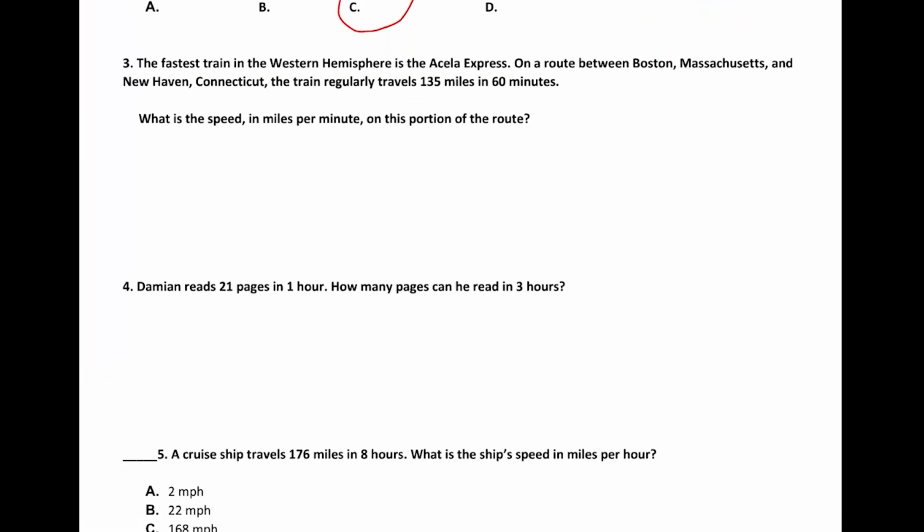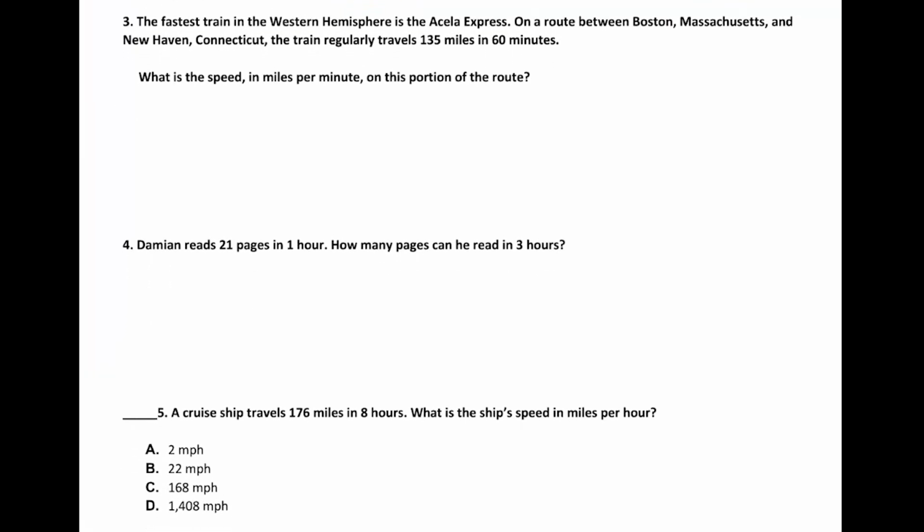Number 3 says the fastest train in the Western Hemisphere is the, man, you guys are going to get me on this pronunciation. I'm not really sure. I'm going to go with Acela Express. Is it Acela, Acela? I don't really know, but I'm going to go with Acela. Anyway, on a route between Boston, Massachusetts, and New Haven, Connecticut, the train regularly travels at 135 miles in 60 minutes. So what is the speed in miles per minute on this portion of the route?